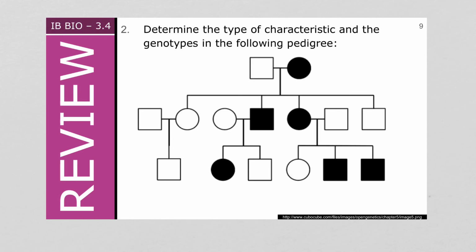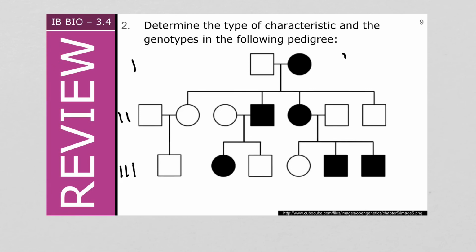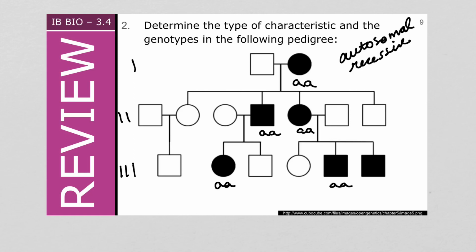Got equal number of male and females. And 1, 2, 3, 4, 5, 6. Like a third of that first round of offspring, the second generation. Let's try autosomal recessive and see if that works. So if it's autosomal recessive, now, in order to have autosomal recessive offspring, this would have to be a heterozygote.